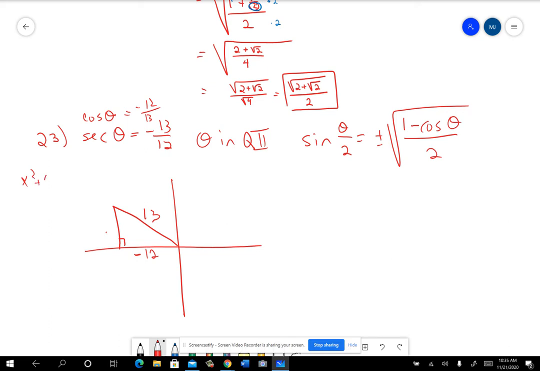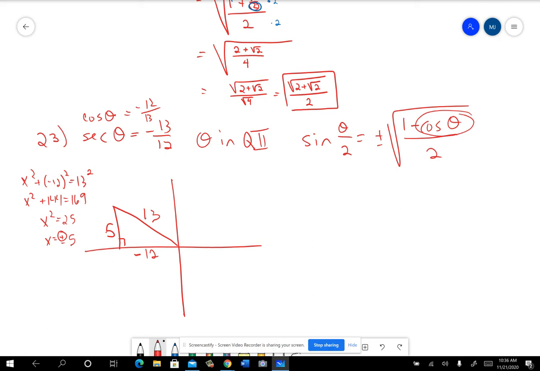So x squared plus the negative 12 squared should equal the 13 squared. So that's the 169. So x would be positive or negative 5, and it's going to be the positive. Now, actually, I didn't even need that. Now that I look at it, this problem I could have done without finding that, because all I need in the formula for the answer is the cosine.